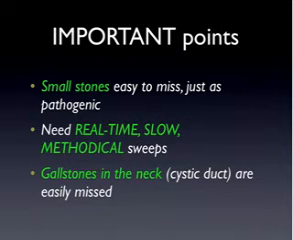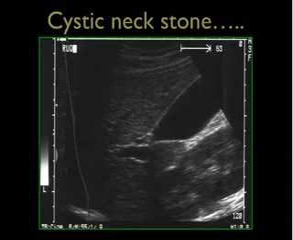So I want to reiterate, small stones are easy to miss, and unfortunately they're just as, or perhaps even more, pathogenic. So you need real-time, slow, methodical sweeps, and then focusing specifically on gallstones in the neck or the cystic duct, which are easily missed. This is a good example of one of those findings where you might simply attribute this to edge artifact, but instead there is a stone in the neck of the gallbladder.